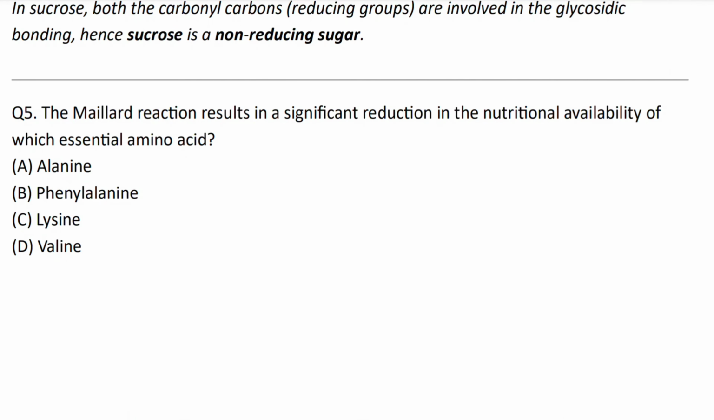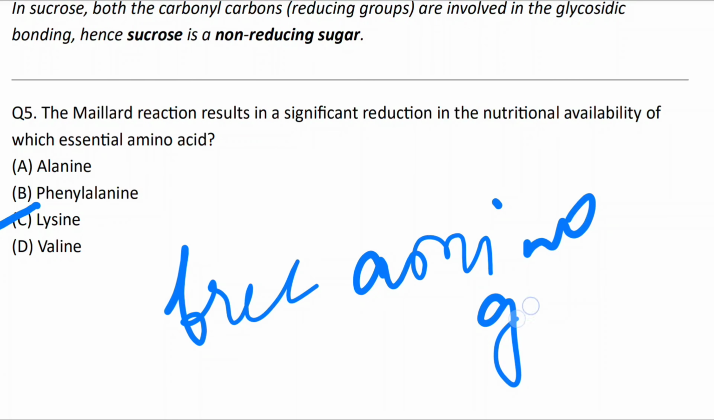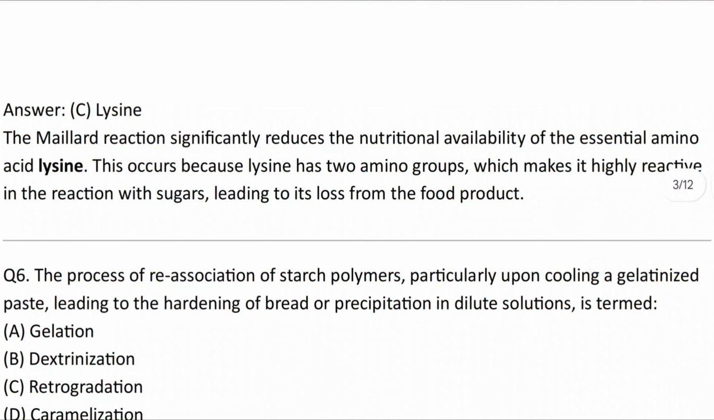So the next question is, the Maillard reaction results in a significant reduction in the nutritional availability of which essential amino acid? So the right answer will be here option C, which is lysine. So this lysine has a free amino group, and this free amino group reacts readily with the sugars during Maillard reaction. So that's how it becomes the first victim of the Maillard reactions.